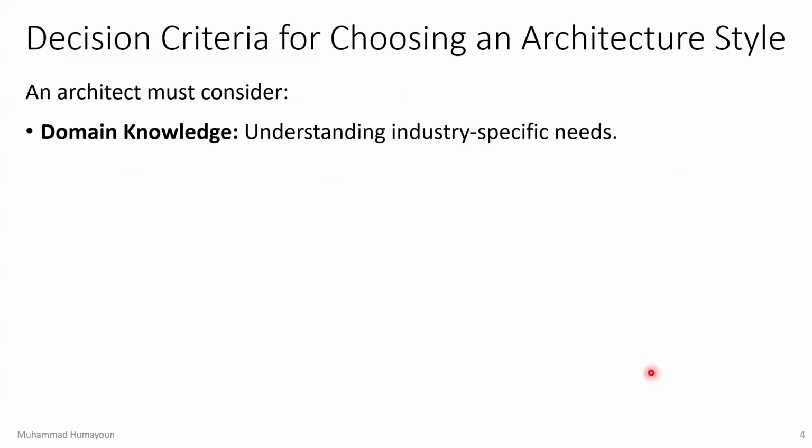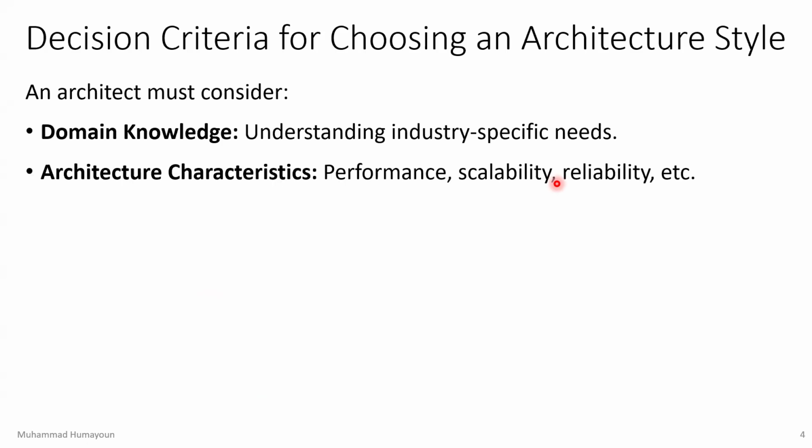How do you decide which architectural style you should pick? Let's say you have to pick an architectural style, and for that you need to have domain knowledge. What kind of industry-specific needs will your software have? You need to think about that. What kind of architectural characteristics need to be met? Performance, scalability, readability, UI, accessibility, and that kind of thing. You have to think about that before picking an architectural style.